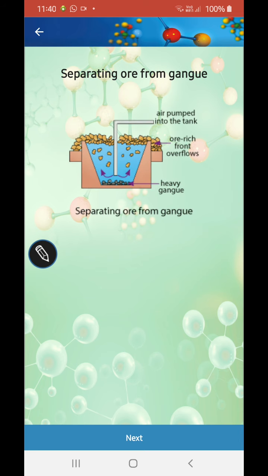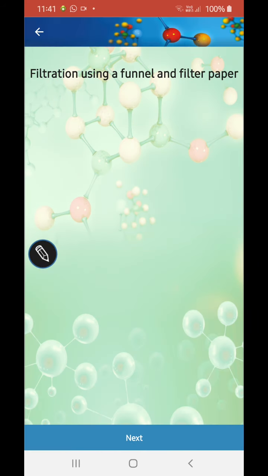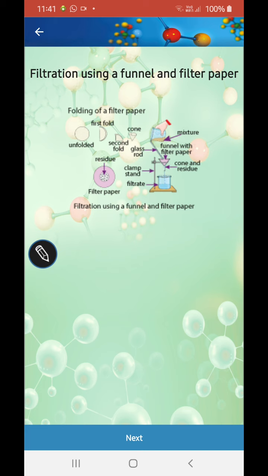Separation of ore from gangue. Okay, now see, heavy gangue, you have many gravels over here, and then what happens? You let water flow over there, and then the lighter particles go up, and then you have them. Okay, or you can use the air also.